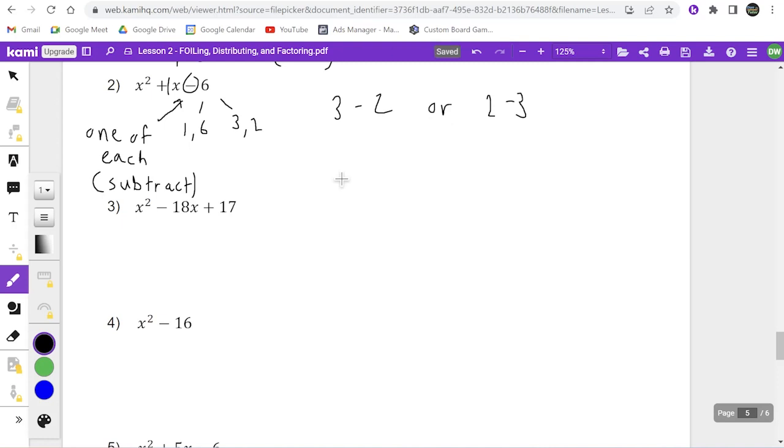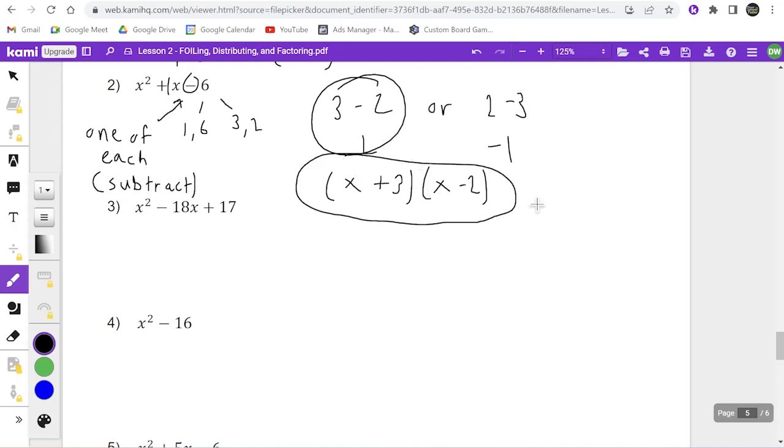How do we know which one's right? Well, 3 minus 2 is positive 1. 2 minus 3 is negative 1. Looks like that's the right one. 3 and negative 2. So in other words, when I fill out my factors, they're going to be x plus 3 and x minus 2, and there's our right answer. Again, the order doesn't matter, so you can write x minus 2 times x plus 3, and that's the exact same thing. Any questions on number 2?